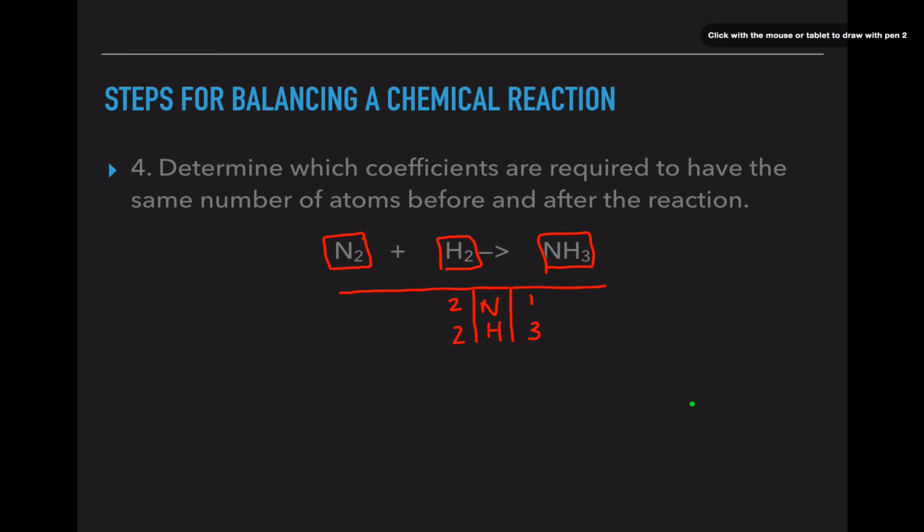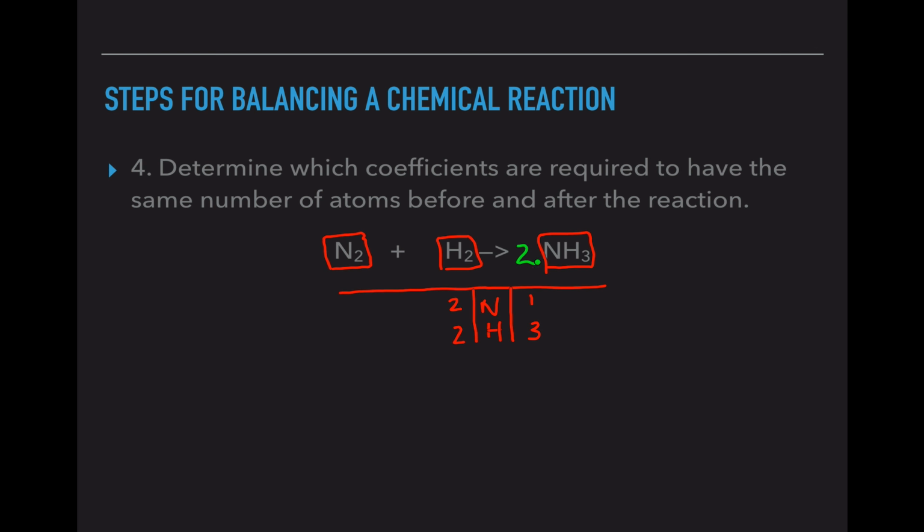Now I'm going to try to balance my chemical formulas. I'm not allowed to change anything inside, but I can add coefficients out front. First I'm going to start with my H's. 2 and 3 both go into the value of 6. So I want to change both of my H's into having 6 H's.